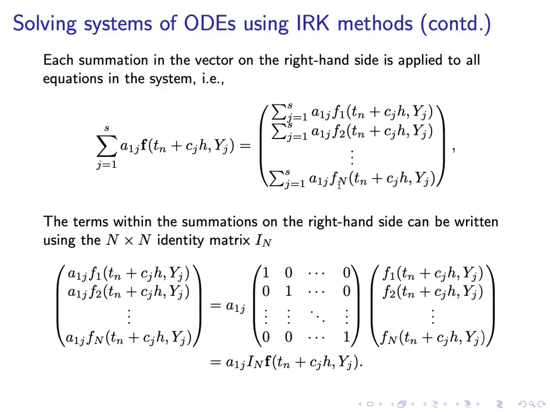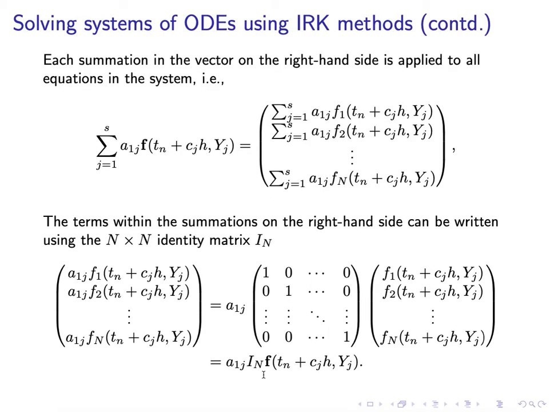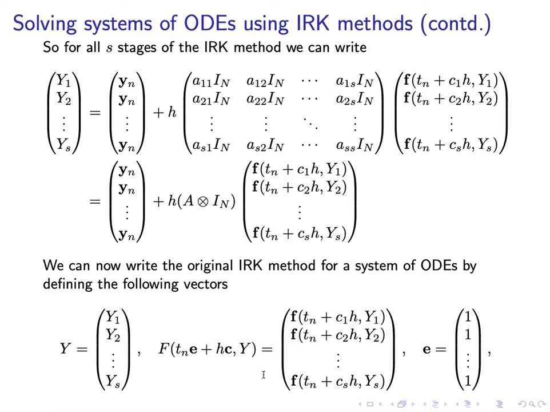So if we take the first one, we've got a1j multiplied by an n by n identity matrix, multiplied by a vector of functions. So we can simplify that to be a1j times the identity matrix times our vector f. Now that's just for the first one, if I go back a slide. For each of the others we have the same expression. So for all s stages, we can write it like so.